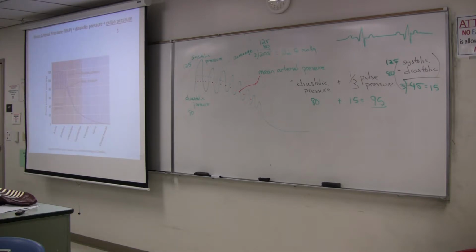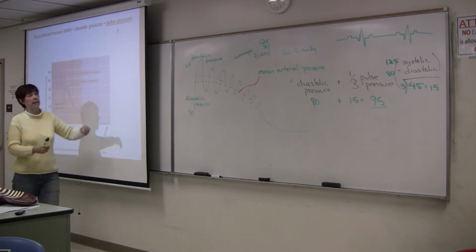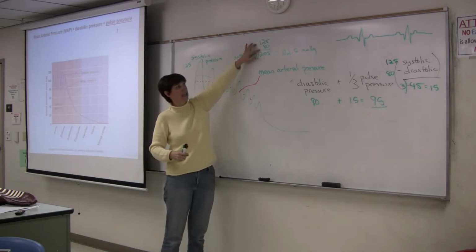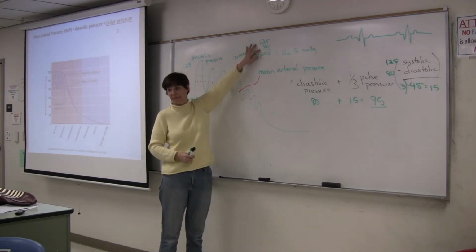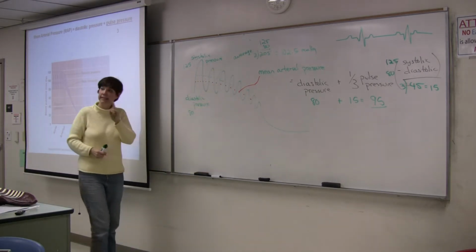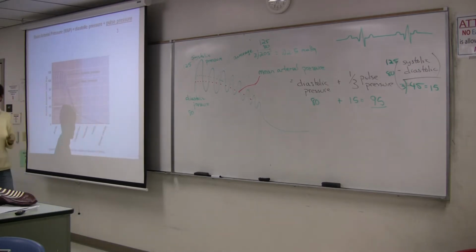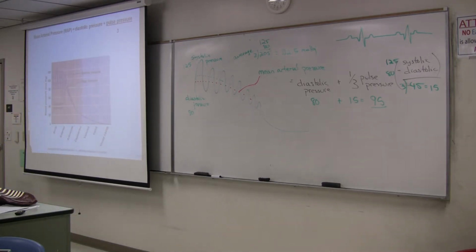Where did you get the pulse pressure again? Pulse pressure is the difference between systolic and diastolic. Okay. Pulse deficit, as you'll do in lab, is the difference, if there is any, between apical pulse and radial pulse. That's pulse deficit. The pulse pressure is the difference between systolic and diastolic pressure. Okay?